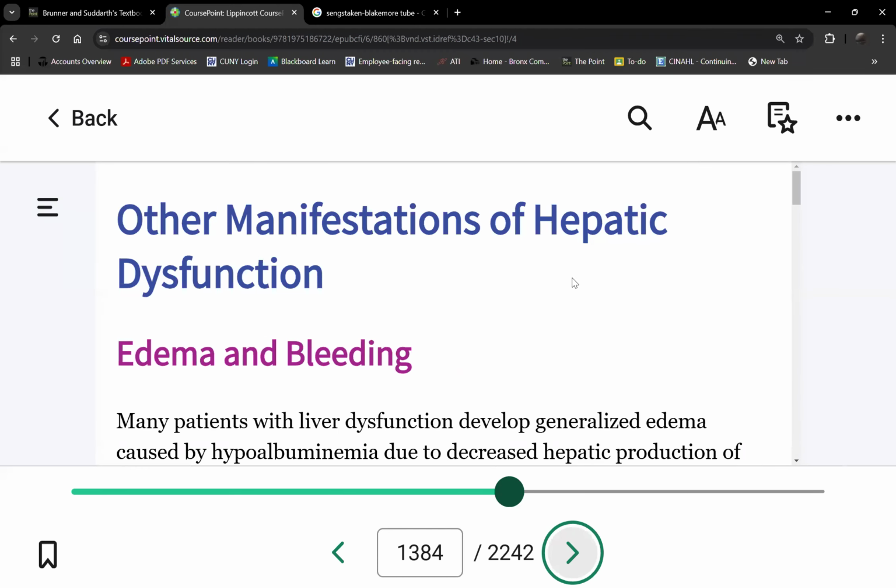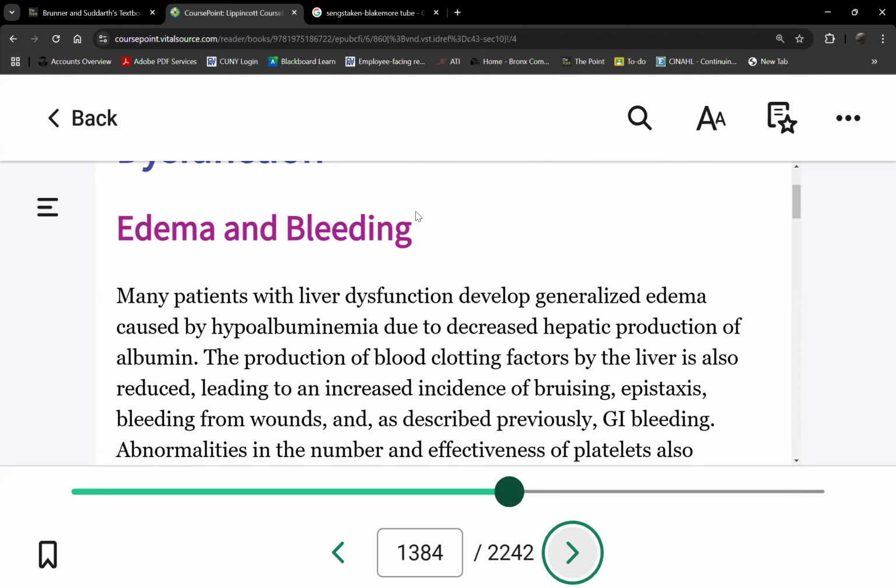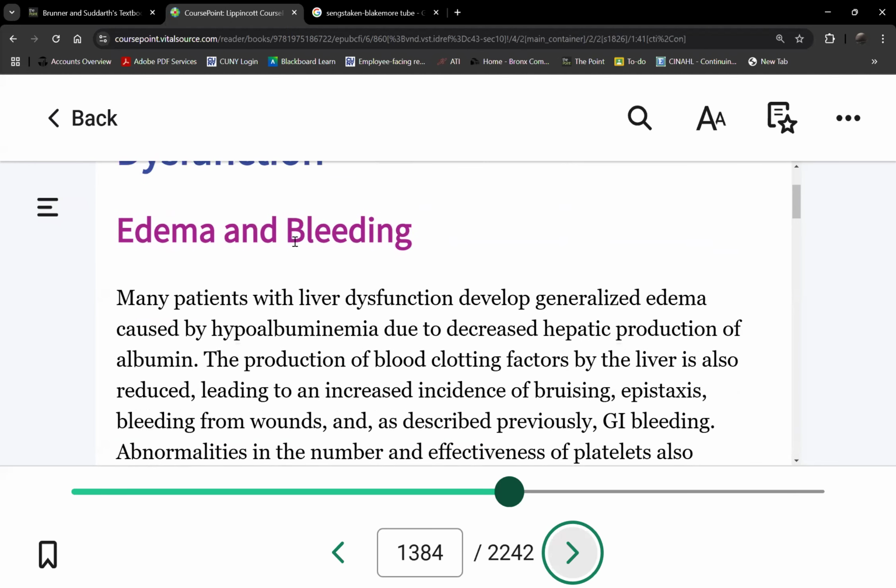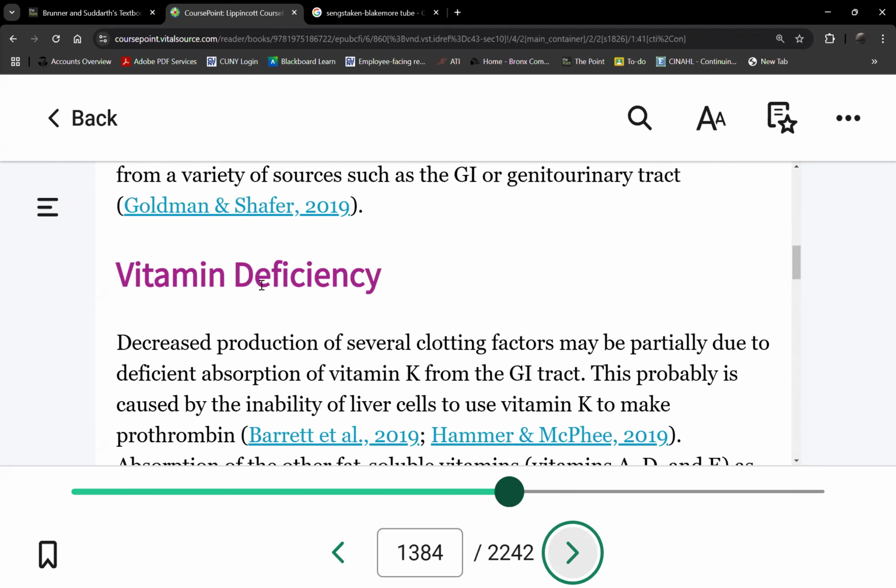Okay, so the rest of these are self-explanatory. We already talked about edema and bleeding. Now, the edema, of course, is from either this third spacing or increased hydrostatic pressure, right? From venous congestion. The bleeding here is not necessarily from the varices. Remember, the patient has low clotting factors. The PT-INR are elevated or prolonged. So they are prone to bleeding nonetheless.